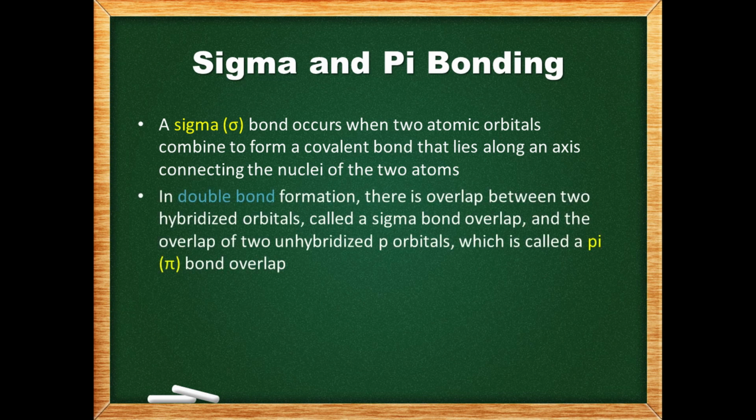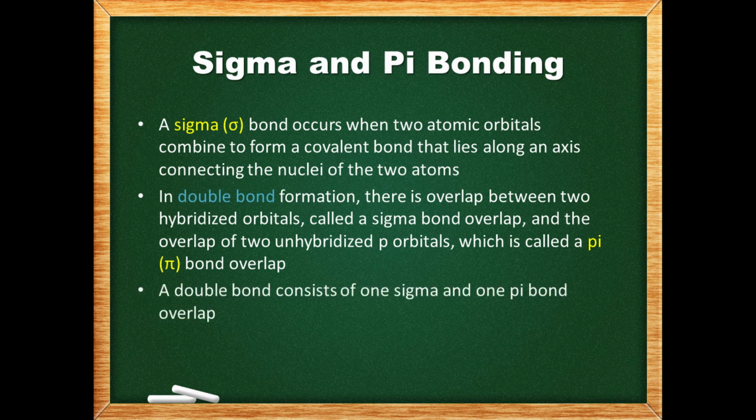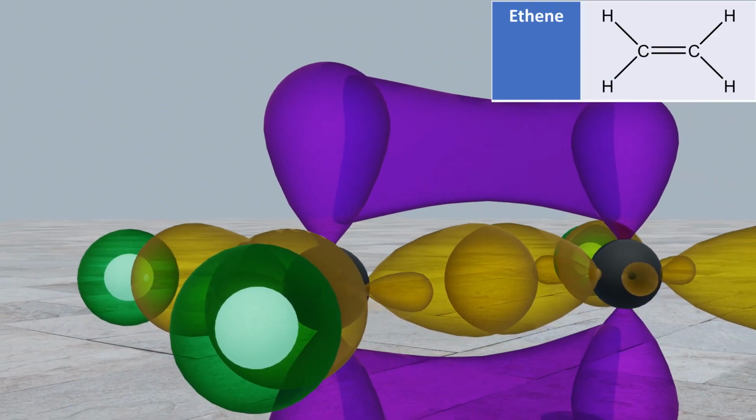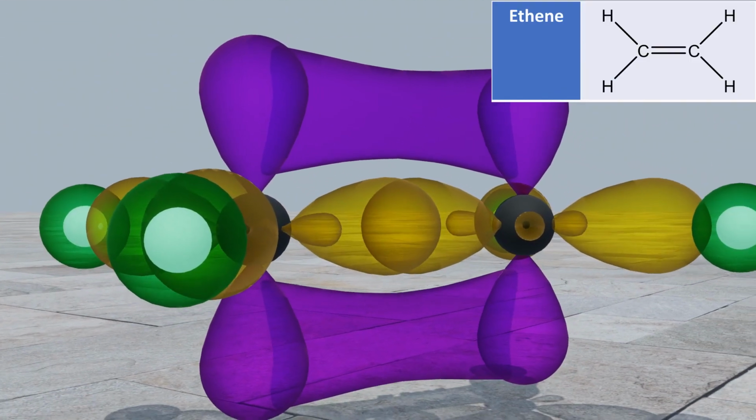In double bond formation, there is an overlap between 2 hybridized orbitals called a sigma bond overlap, and the overlap of 2 unhybridized p orbitals. This is called a pi bond overlap, denoted by the Greek letter pi. A double bond consists of 1 sigma and 1 pi bond overlap. Okay, to actually get a sense of what this means, we need to look at a depiction of this in 3 dimensions.